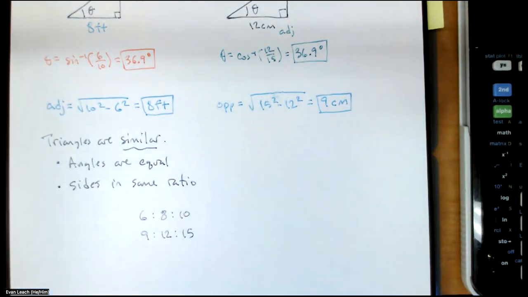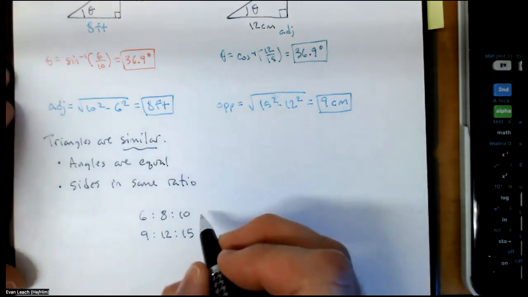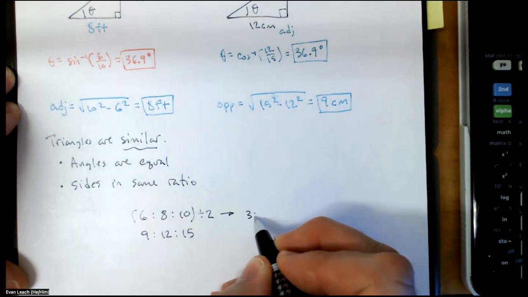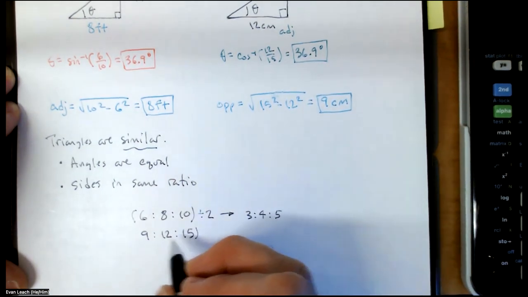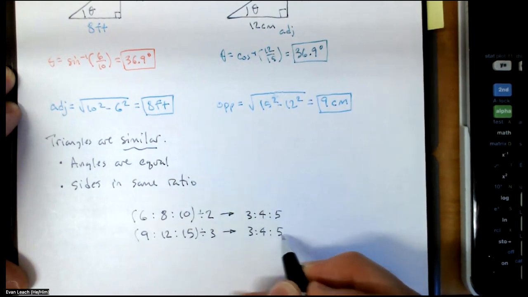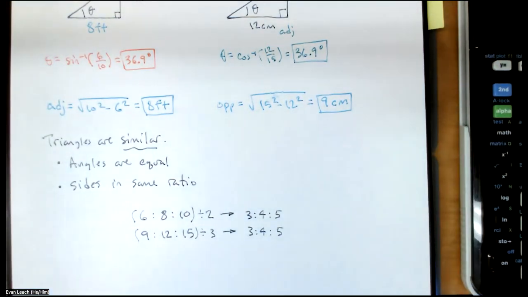If I take 6, 8, 10 and divide everything by 2, I get 3, 4, 5. If I take 9, 12, 15 and divide everything by 3, I get 3, 4, 5. So in any pair, the ratio will be the same. And since trig functions give us ratios, that's why we have the same angles. Any questions?